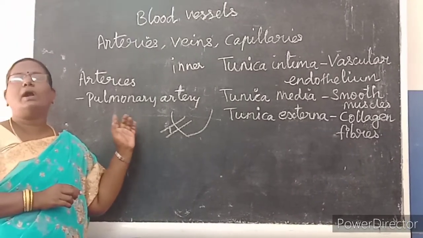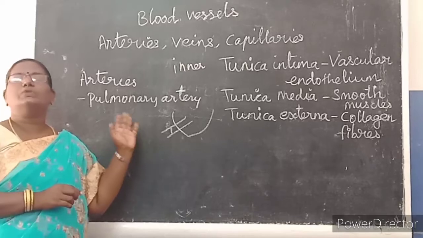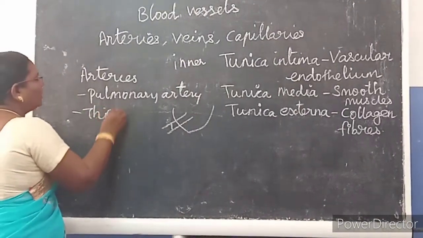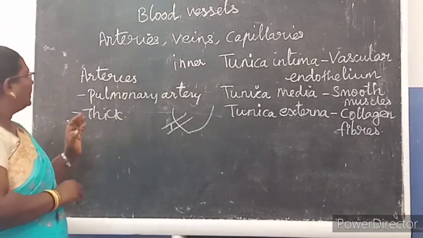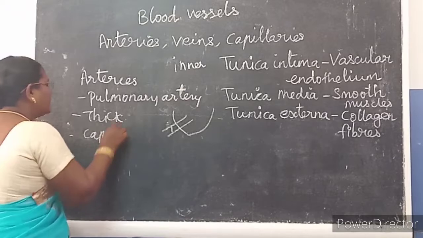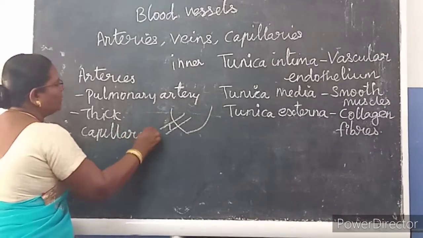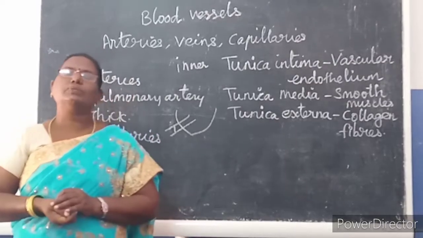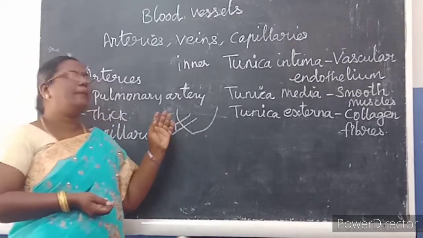The arteries are thick walled, and there are no valves present. Then these arteries divide into branches. These branches of arteries are known as what? Capillaries. The branches of arteries are known as what? Capillaries.